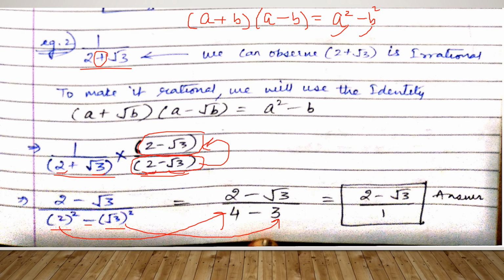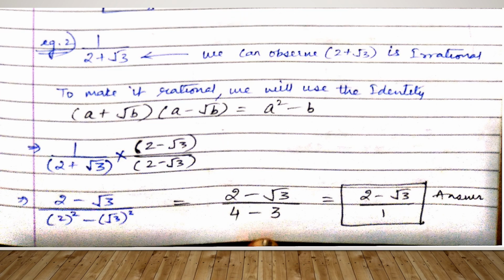You can see, we have got the final answer as 2 minus root 3 upon 1, which is the normal form, you can say. Because it is allowed. Only the denominator cannot have an irrational number. Okay, now let's see the next one.